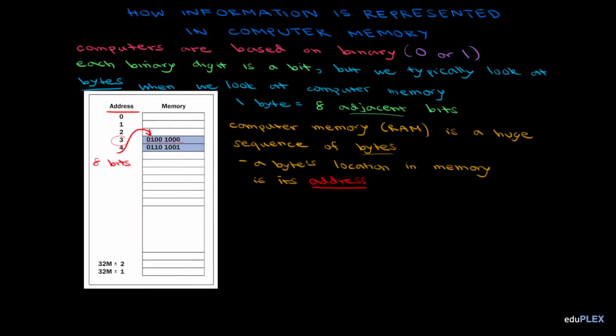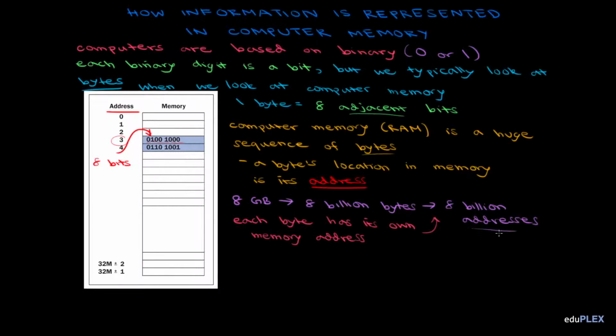But how do we represent this location in memory? Well, it's actually rather simple. If you have 8 gigabytes of RAM on your computer, that means there's 8 billion bytes. Each byte has its own memory address, so that means there's 8 billion addresses. We number each adjacent byte in memory by just counting. We start from 0 and then we go all the way to 8 billion minus 1. The minus 1 is because we started counting from 0 and not 1.